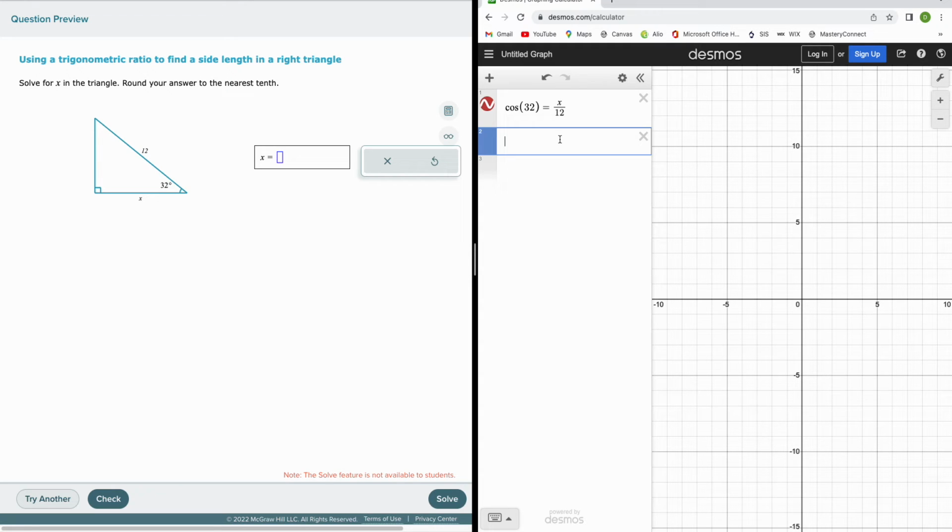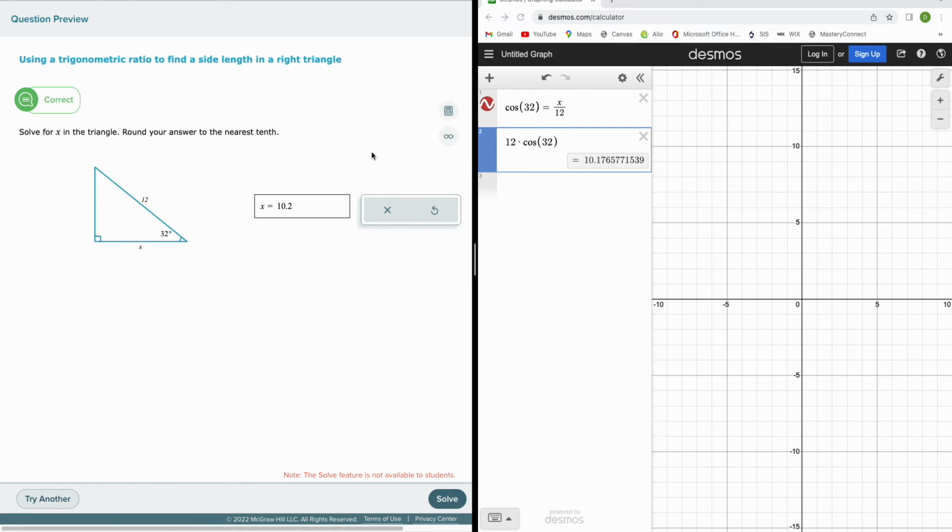And I just like to look at that and be like, okay, what do I need to do with this? And you need to solve this algebraically. So hopefully you can see you need to multiply both sides by 12. So you want to go 12 times cosine of 32. And this will be your answer. So you go over here, type in 10 point, and it says round to the nearest tenth. So that would become 10.2. Check your work and see how you do.